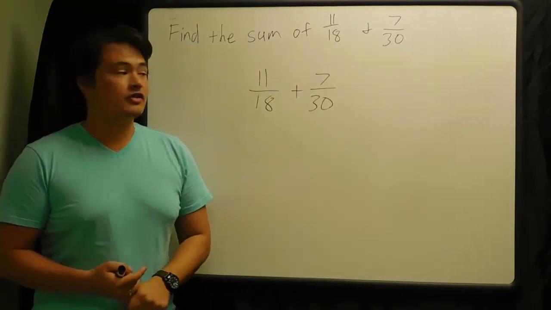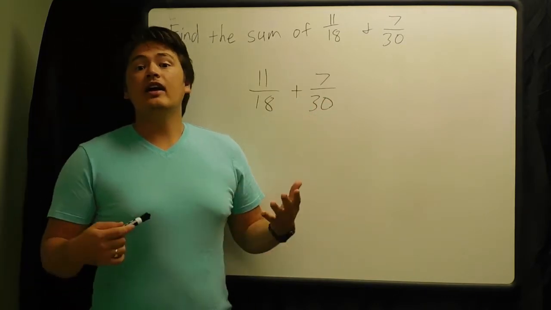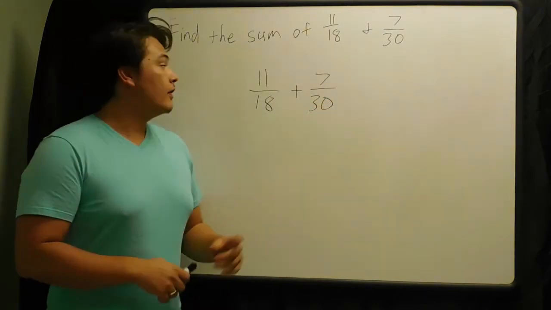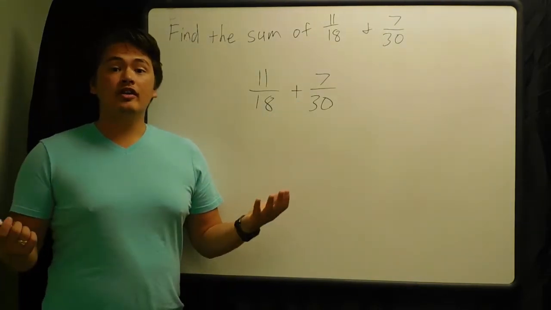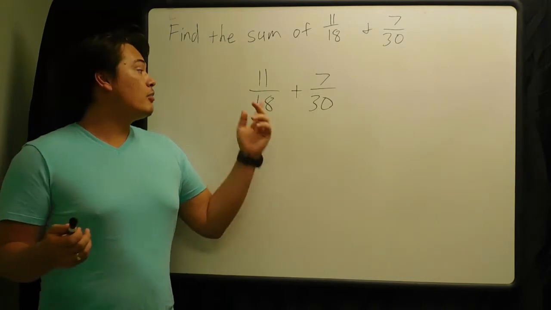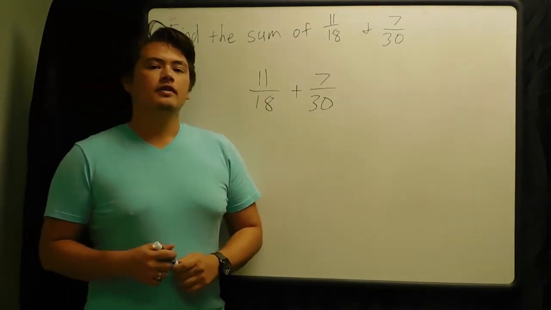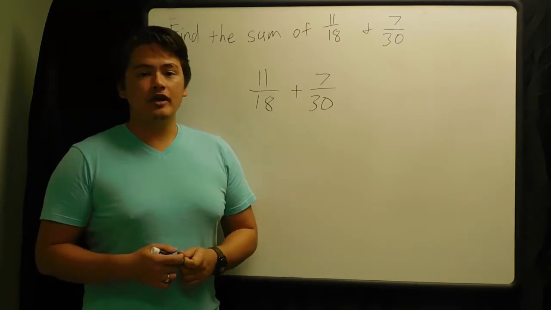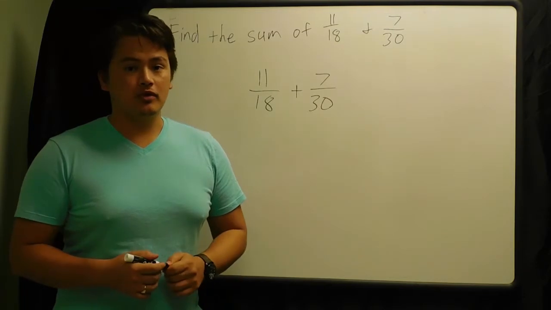Now before we can add these fractions together, we can't just work across and do 11 plus 7, which equals 18, and 18 plus 30, which equals 48. We have to find a common denominator, the denominator being the numbers at the bottom. So the common denominator is a number that both 18 and 30 can go into. The lowest common denominator is also the lowest common multiple.